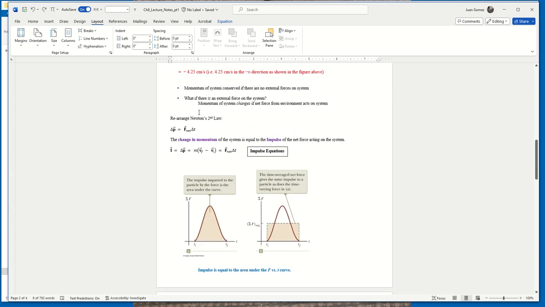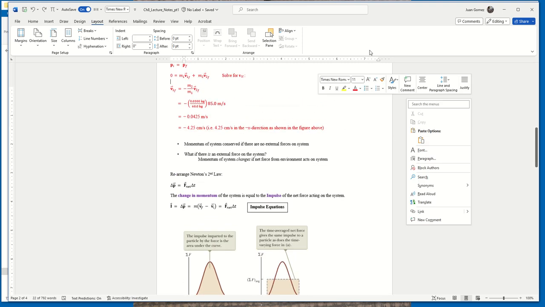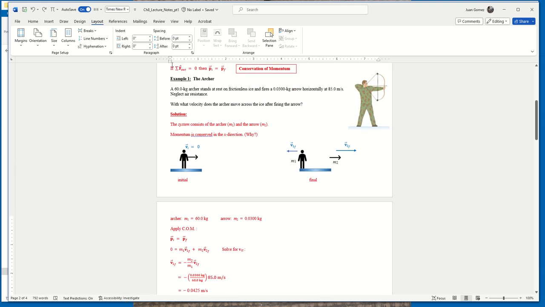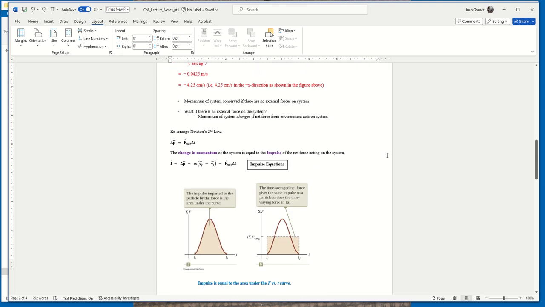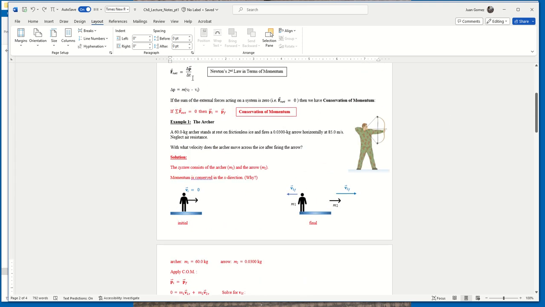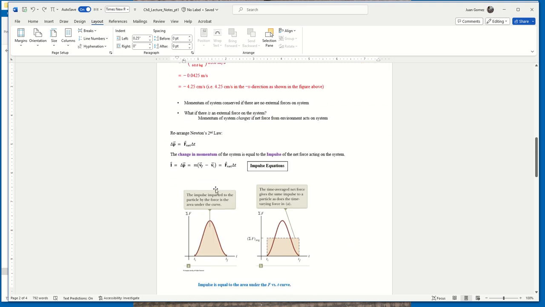Because remember, we're now dealing with the fact, what if there is an external force on the system? So this qualifier no longer holds. The sum of the external forces equals 0. It's not that case. But what if there is an external force? Well, we can deal with it using impulse. So now rearrange Newton's second law. The net force, F net, is delta P over delta T, meaning delta P is F net delta T. Right here, delta P.